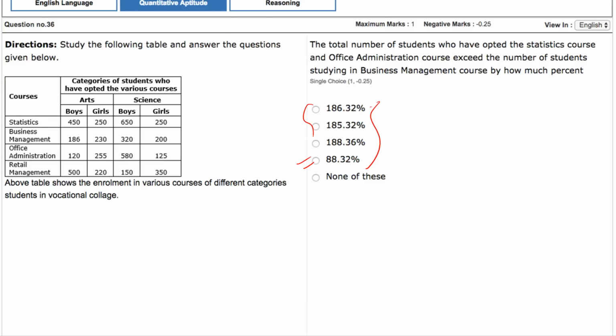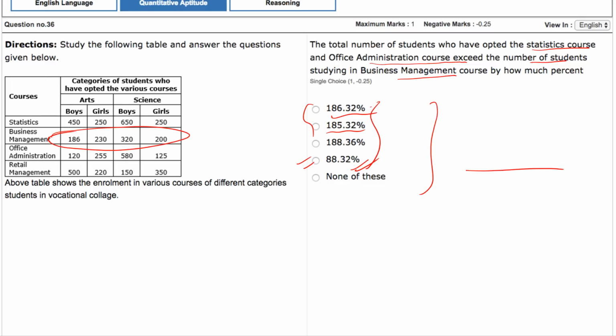Now just look at these numbers: 188.36, 185.32, 186.32. Now this will be a good question only if my answer is 88.32. I'll just quickly check whether the denominator is greater than the numerator or not. The total number of students who have opted for statistics course and office administration course exceed the total number studying business management course. Now what is the business management course? It will be this one.